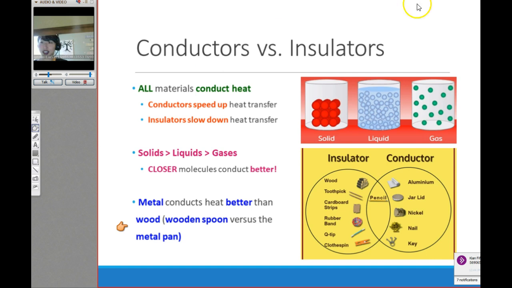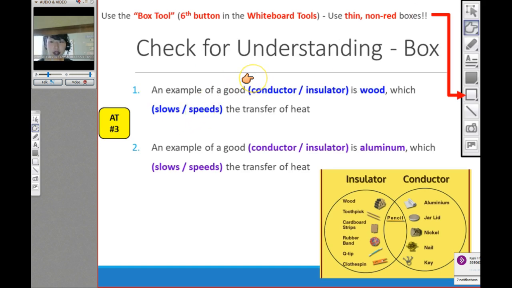All right, cool. Let's go ahead and fill this out really quickly. So an example of a good wood, is wood a conductor or an insulator? Tell me in the chat box. You have a little hint down here too. Is wood a conductor or an insulator? Yes, wood is going to be an insulator, absolutely.